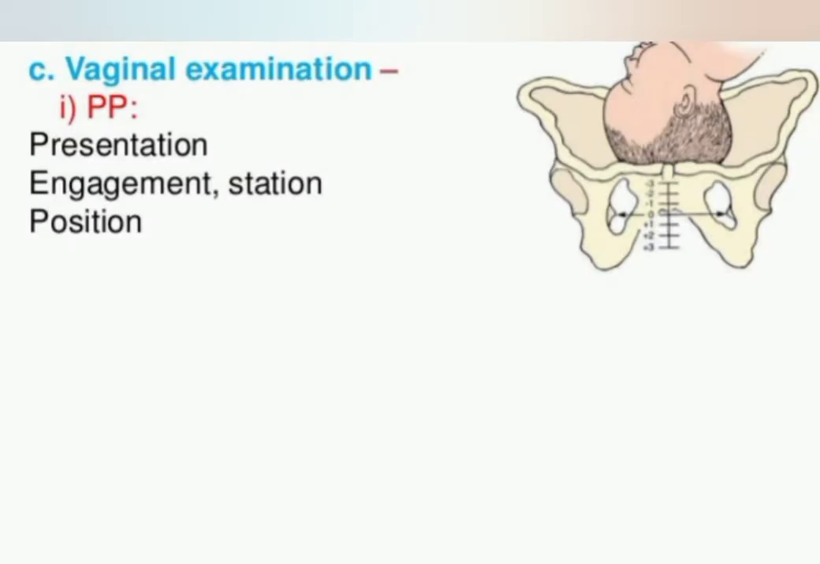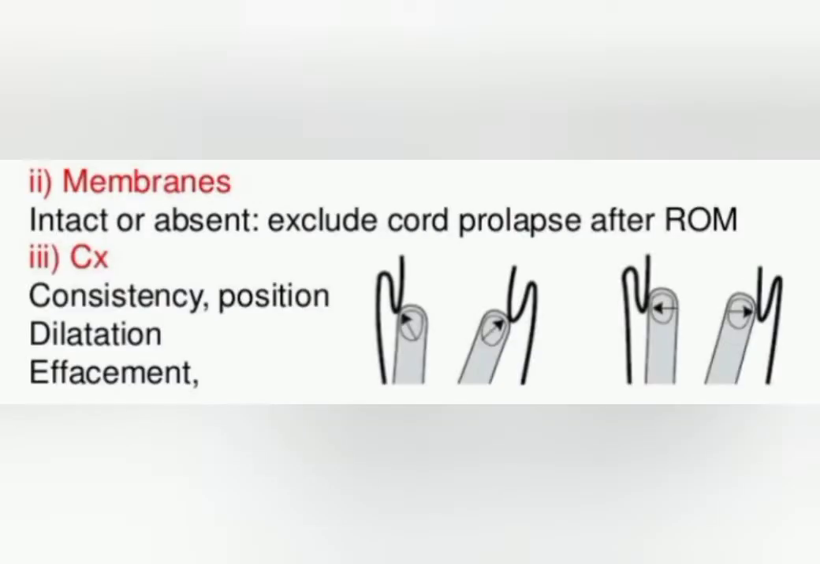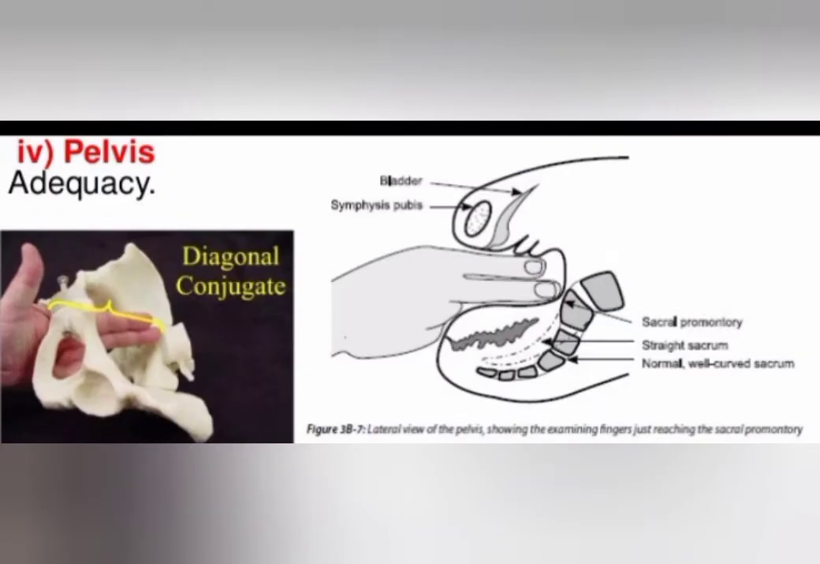Then coming to the vaginal examination, here we'll check the dilatation of the cervix in centimeters in relation to hours of labor. Then we'll note the progress of labor, and note the position of the head and degree of flexion. Then again we'll note the station of the head in relation to the ischial spines. Afterwards, we'll check the membranes, whether the membrane is intact or has been ruptured. After that, we'll check the cervix consistency, position, dilatation, and its effacement. We will also check the adequacy of the pelvis.